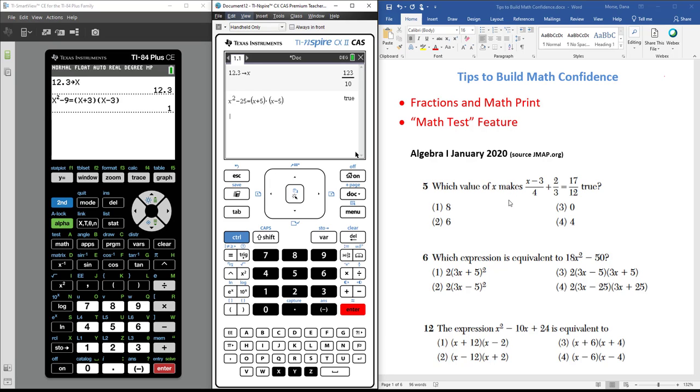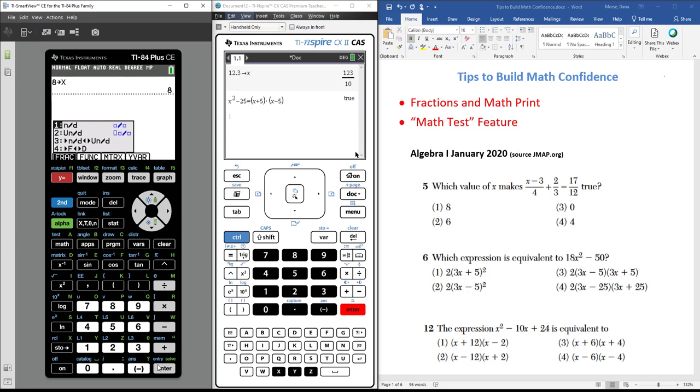So let's now apply this to questions from state exams. Which value of x makes this monstrosity true? My kids would just raise the red flag right away saying, I can't do this, there's fractions. They try to make these into decimals. Math print and this store test feature makes it all better. So I'll choose 8. 8, store x, enter. Now I need a fraction.